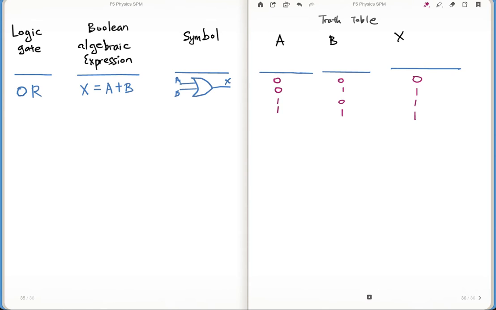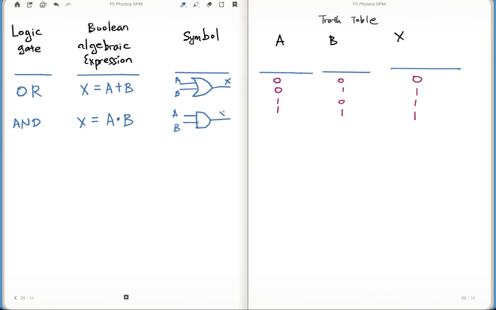Then the next logic gate is called the AND gate. We call it A-N-D. The AND gate is times, A dot B. Dot means times. The symbol will look like this, 1, 2. It looks like a D, right? D and N, looks like D. So this is A, this is B, this is output X.